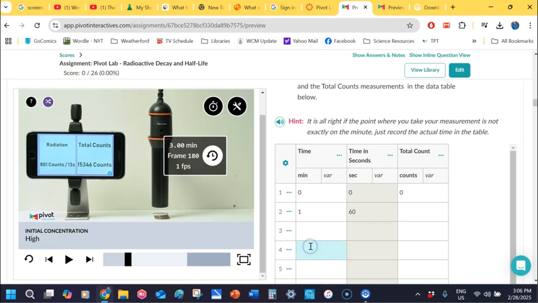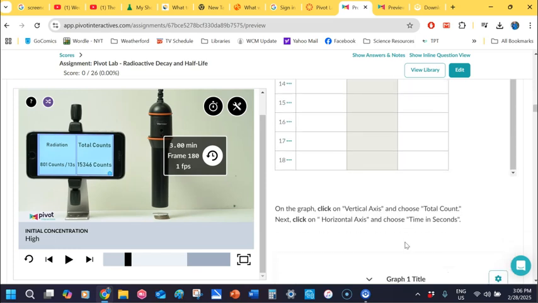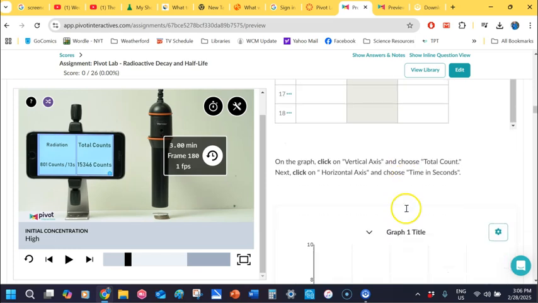But anyhow, once you get it all entered into the chart here, I will go down to minute number 3 and hit return. It's 180 seconds, and for me it's 15,346. I'll put that number in there. Boom, it's there.